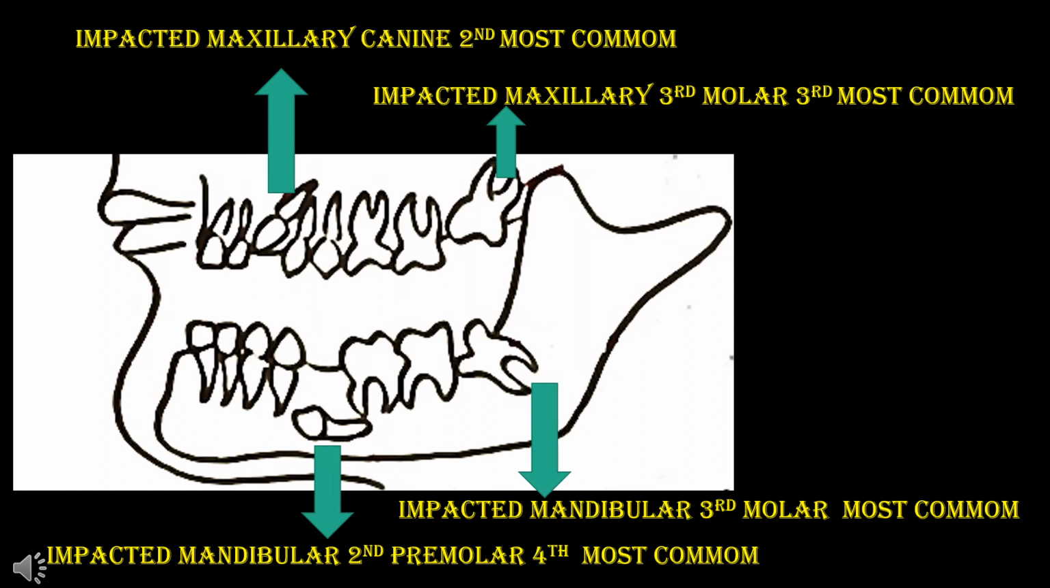Other than that, you can see the dentigerous cyst in the maxillary third molar region as well as in the mandibular second premolar region. Even supernumerary teeth can have a dentigerous cyst, and usually the maxillary mesiodens will have a dentigerous cyst compared to the other supernumerary teeth.